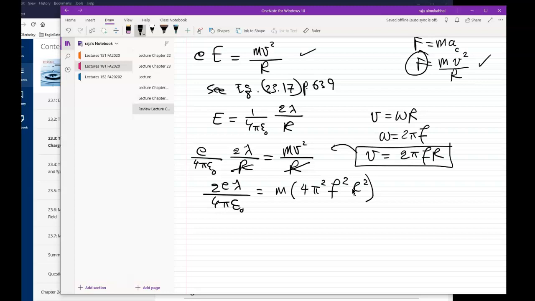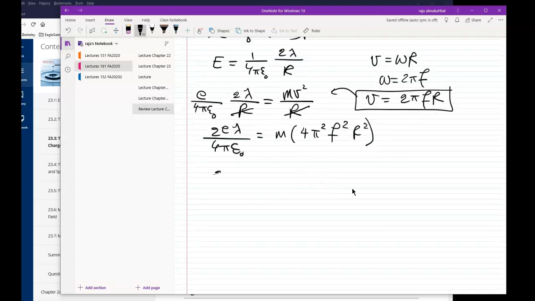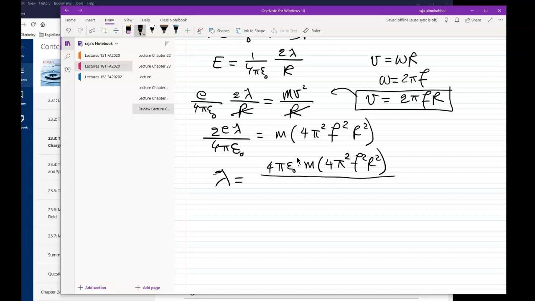So if I solve for lambda, you get that it's equal to 4 pi epsilon naught m 4 pi squared f squared r squared over 2e, and there we go. Then you clean it up a little bit.